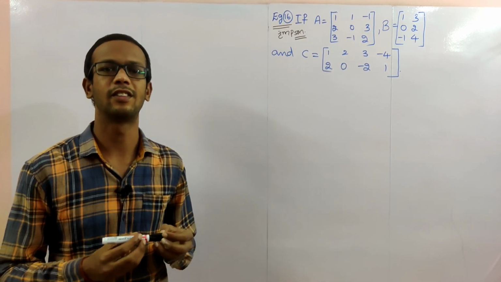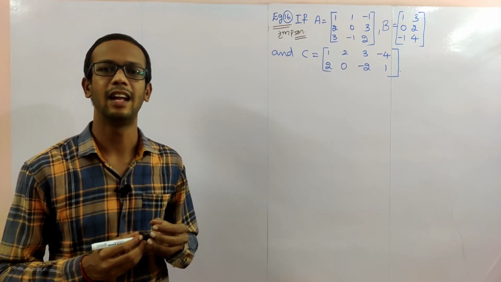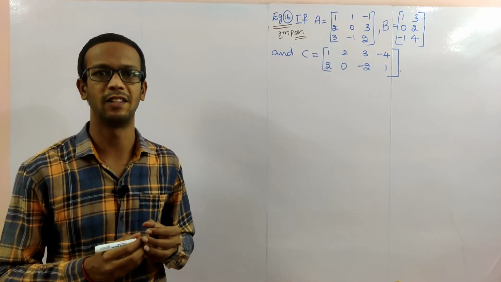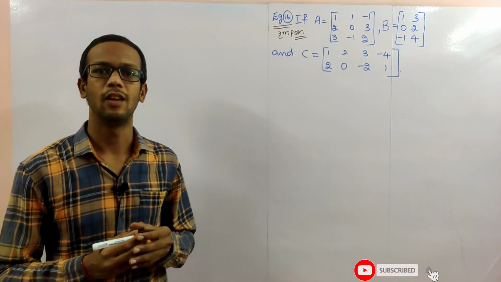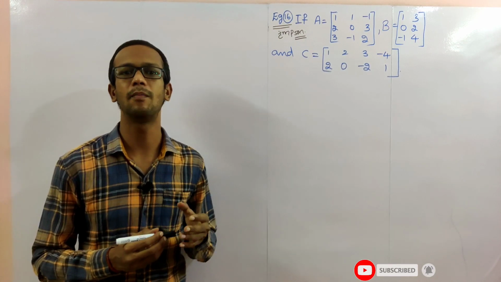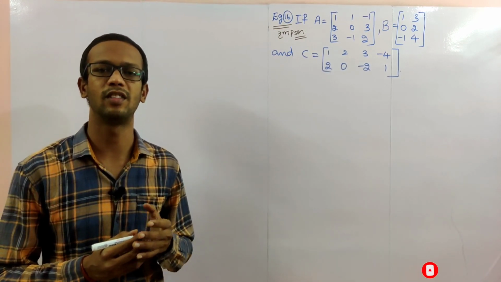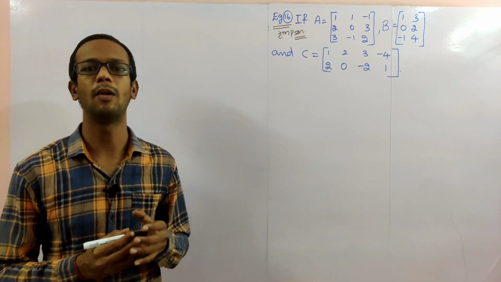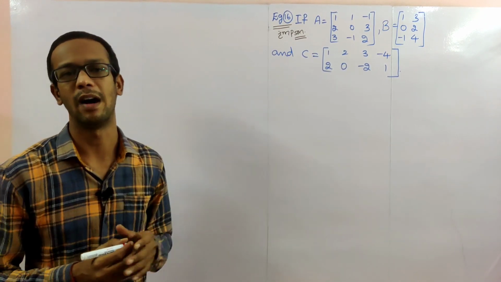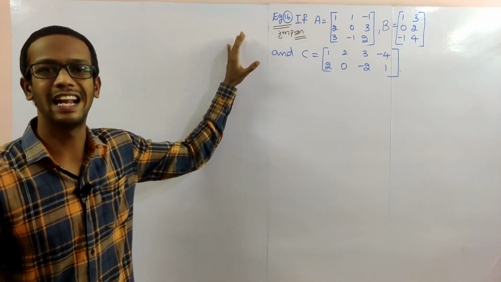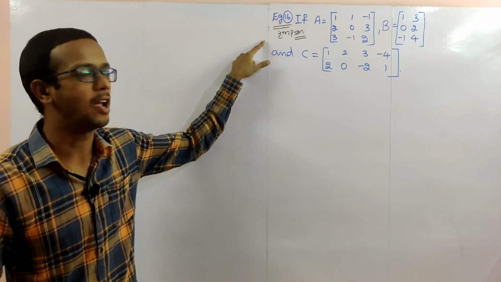In the previous class we discussed some examples and some problems from exercise 3.2. Today we will continue with some examples and the same exercise problems in 3.2, and these problems are very important for 5 marks questions. So now you can see here example 16, an important 5 marks question.